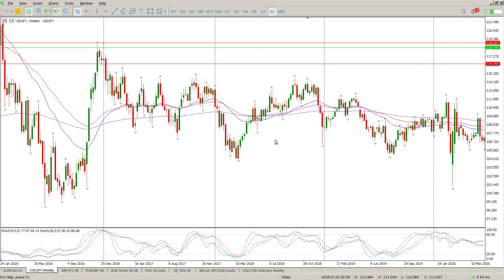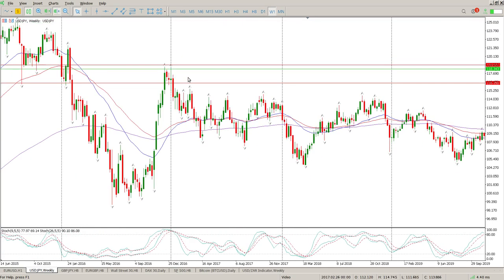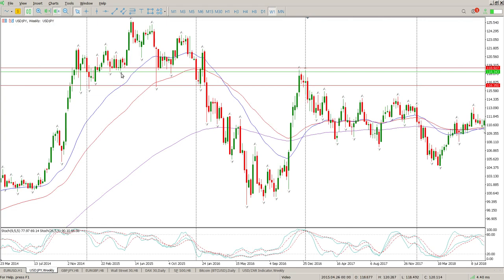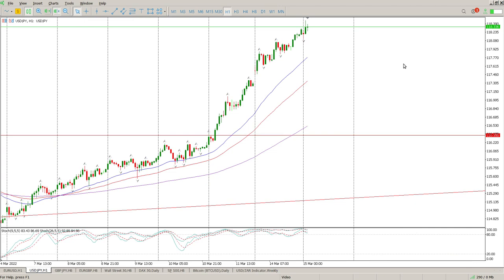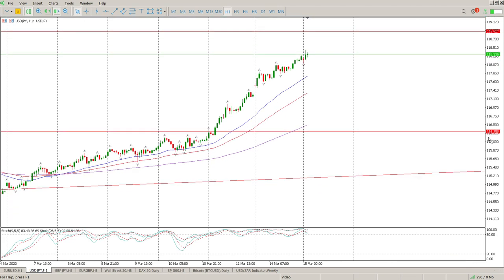Let's just have a look on the weekly. You can see previous high, and also you can see there's quite a few tails here as well, just below that measured move. So the measured move is 118.927, but look at all these tails where price is at the moment here on the weekly. So I drill down to the hour.